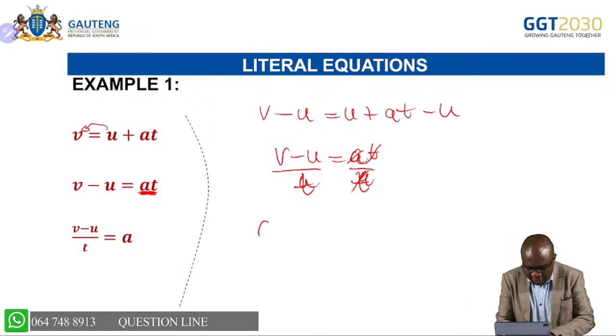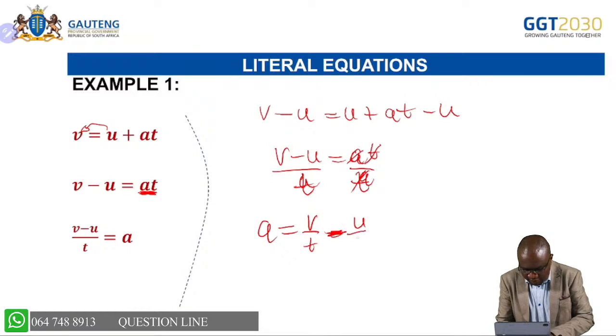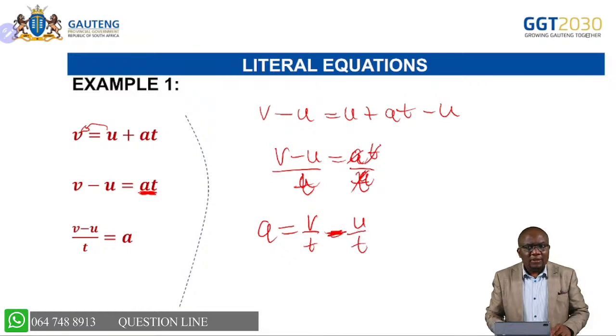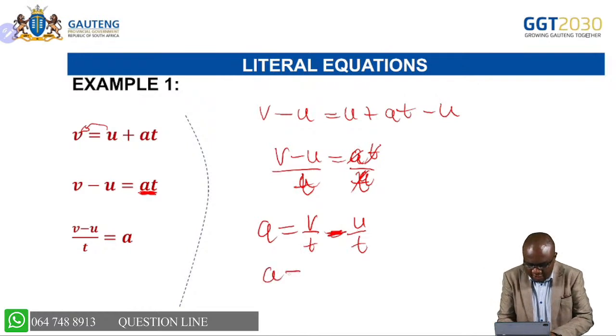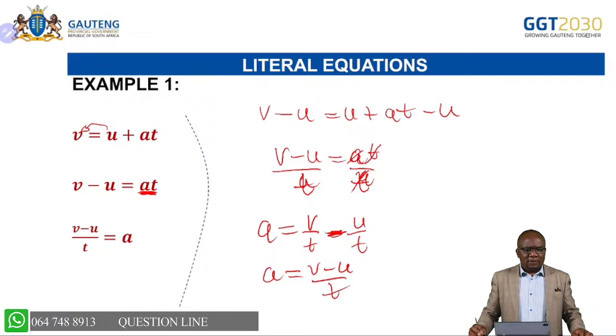Do we have someone with an answer like this? A is equal to v over t minus u over t. It's still okay, isn't it? Because the denominators are the same, we can subtract the numerators: v minus u over t. Okay, you see that? Very good.